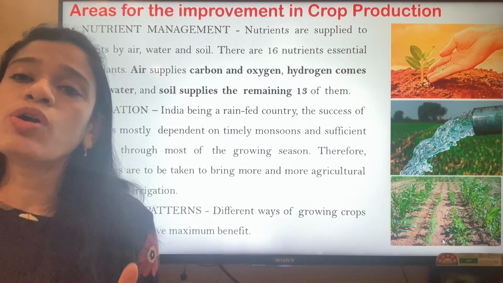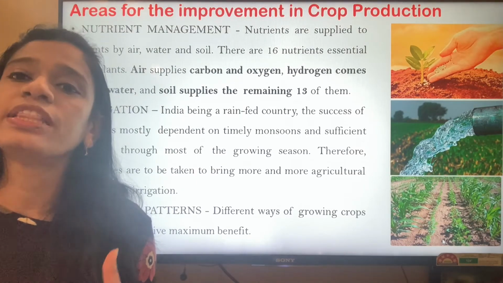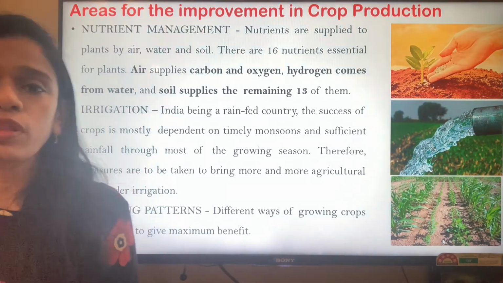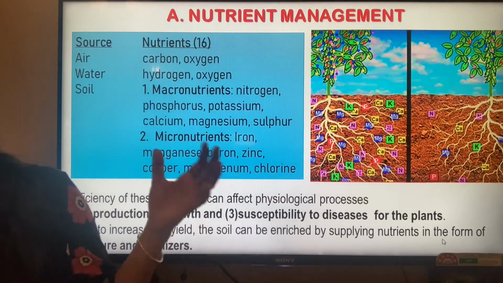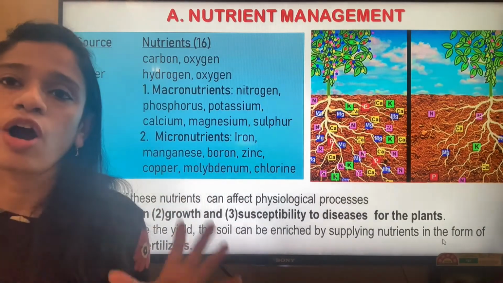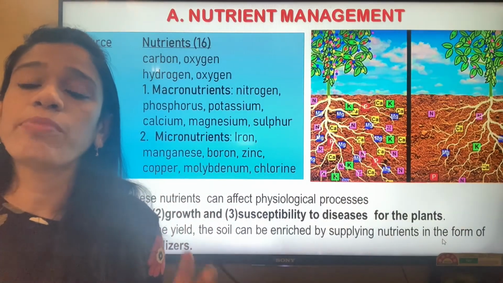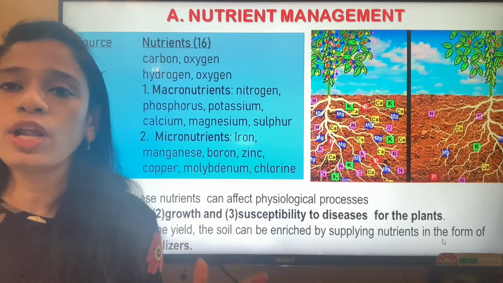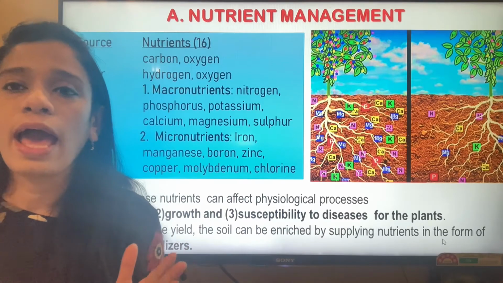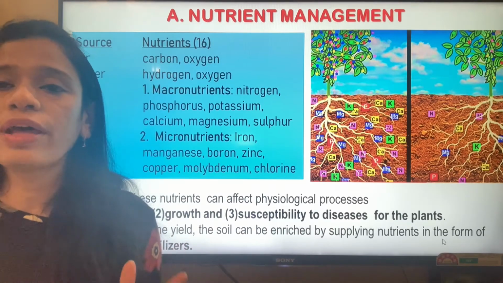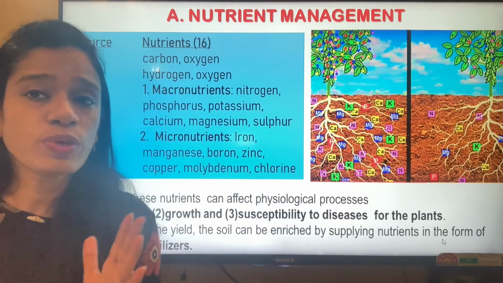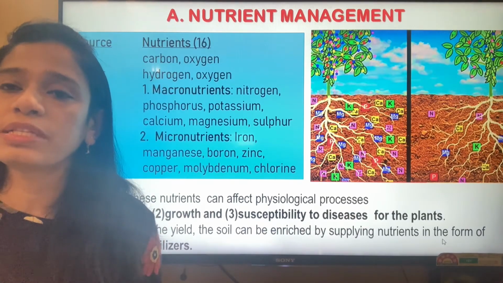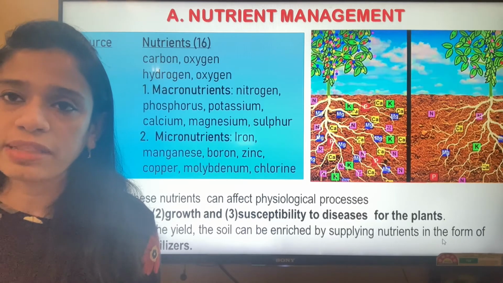Even the amount or the nutrient which they prefer, that also has to be kept in mind. So moving on to the nutrients that are supplied by the soil. We had told that air provides the plant with carbon and oxygen, whereas water provides the plants with hydrogen. And I told you 13 more essential elements are required by the plants.